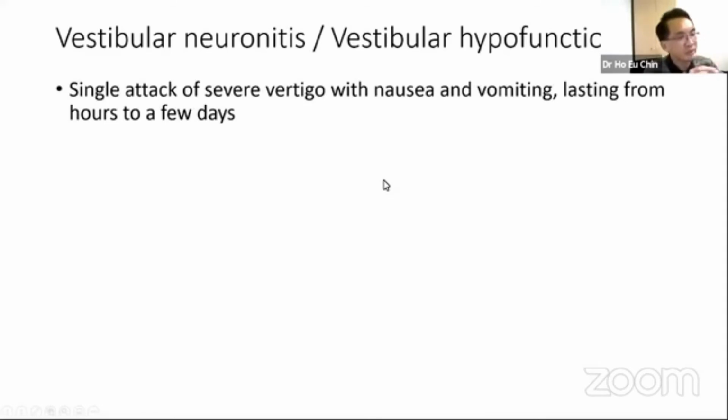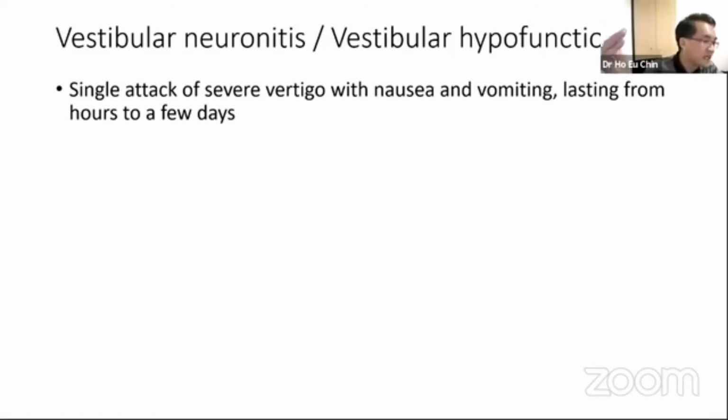Okay, so this condition is thankfully not that common. The patient would describe having one single episode of severe vertigo, and we're talking about severe. They would invariably have severe nausea and be vomiting, and this vertigo can last from hours to a few days, 1 to 2 days, maybe 3 days.